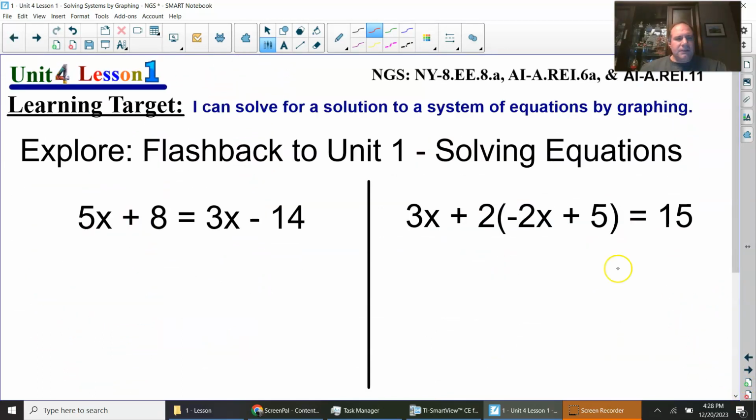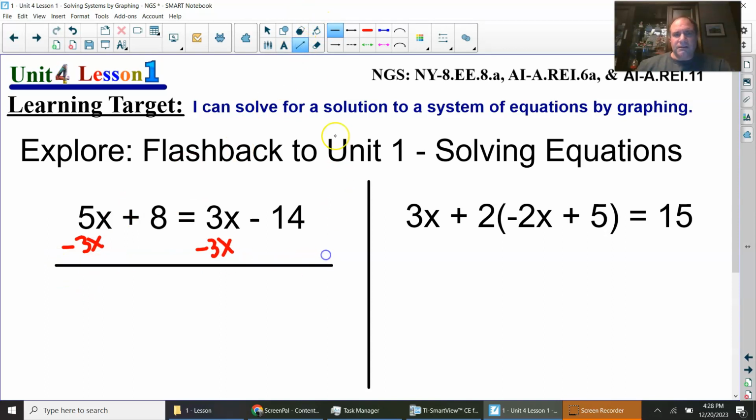Hope that helped. All right, so this is basically a flashback to Unit 1, solving equations. Just remember, every time that you have x's, variables on both sides of the equation, you always try to get the smallest over to the largest. But the main thing is that they are on one side together.